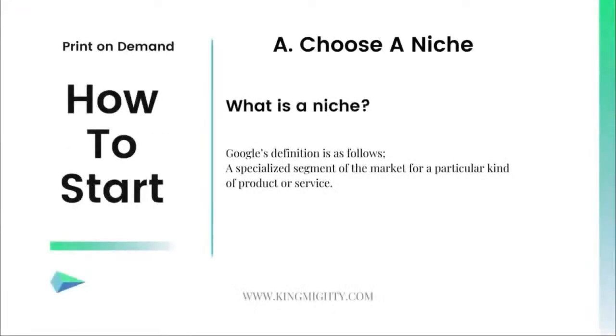So how do you start? First of all, you want to start by choosing a niche. A niche, if you check Google, is a specialized segment of the market for a particular kind of product or service. For example, when we look at golf and we want to do print on demand, maybe we want to deal in shirts, we can say I'm going to target men who love golfing or who play golf. That's a niche. Within golf or within men at large, I have chosen those who actually like golf.